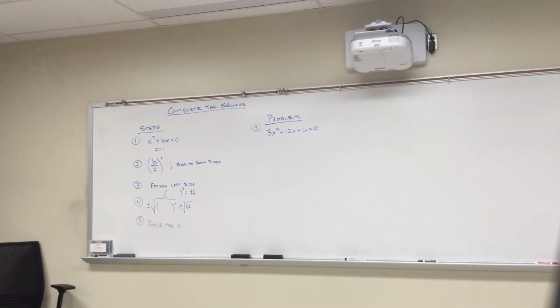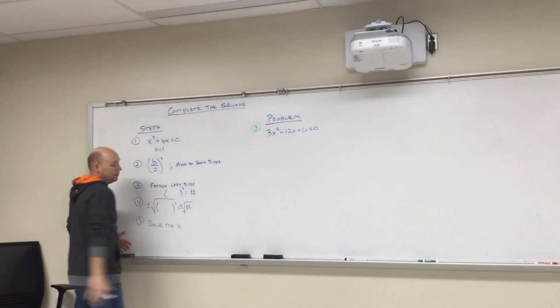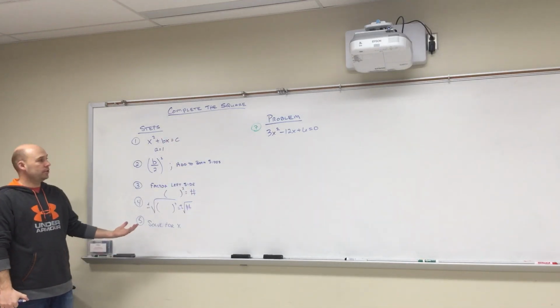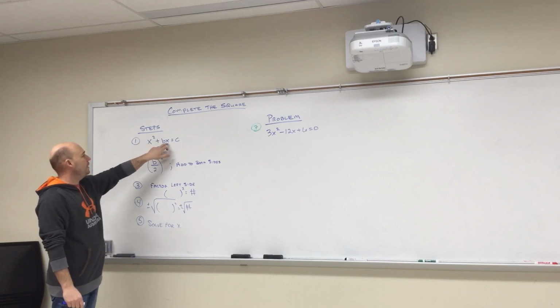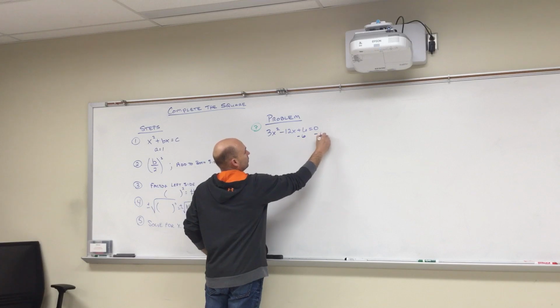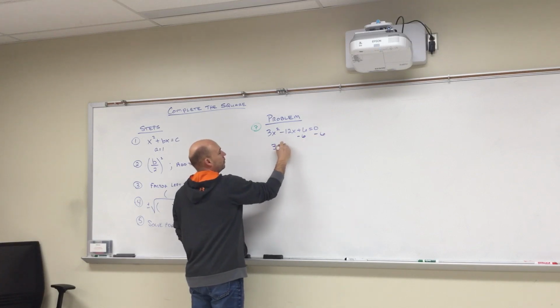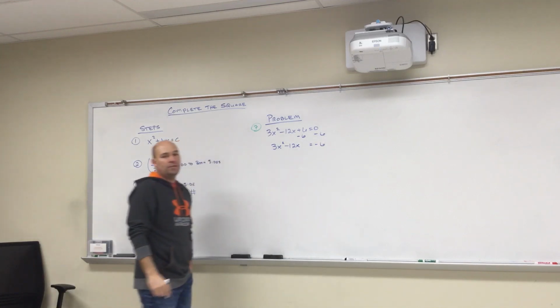All right, so now I'm going to do problem number 7 off the worksheet. Okay, so it's the same idea, following the same steps every time. The steps are not going to change. All right. So the first thing I want to do is I want to say x squared plus bx is equal to c. So I want to subtract 6 from both sides. So I've got 3x squared minus 12x is equal to negative 6.